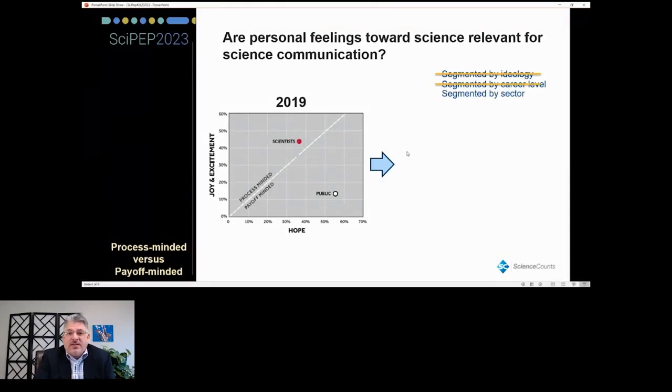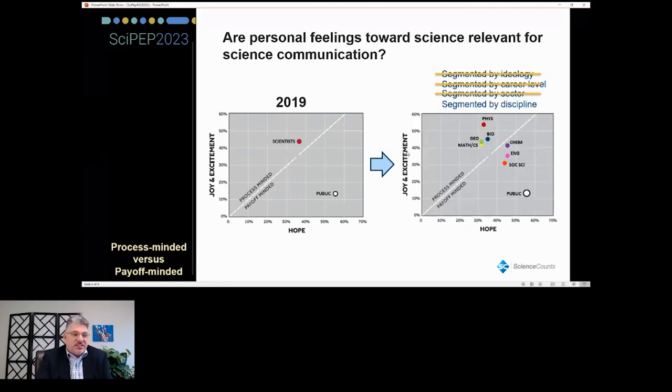Well, then we looked at sector, because we also had some other data from a second part of the survey from private sector scientists, government scientists, scientists who work at philanthropies. And again, there was no real distinction or divergence when you broke up scientists in subgroups than what you see on the red dot. And then really, just as a lark, because we're just running out of parameters, we decided to see, let's break scientists up based on their field of study, their scientific discipline. And then we got this. And this was a complete surprise.